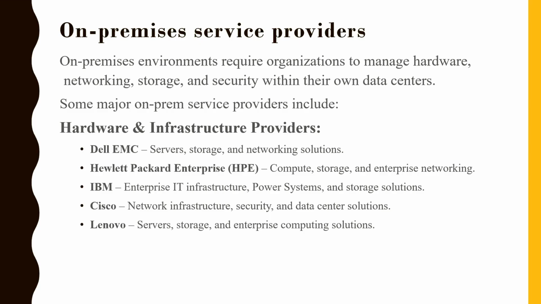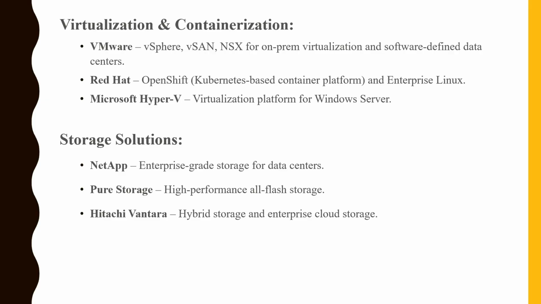Basically, a few of the on-prem providers are Dell, HP, IBM, Cisco, and Lenovo. These are hardware and infrastructure providers, such as servers and CPUs. Coming to virtualization and container services, we have VMware, which is mostly used for virtualization. Similarly, Red Hat and Hyper-V allow us to create multiple virtual machines on a single system. This is also available in the latest cloud services, but it originated from on-prem servers.